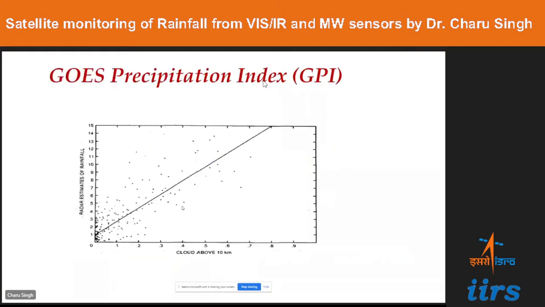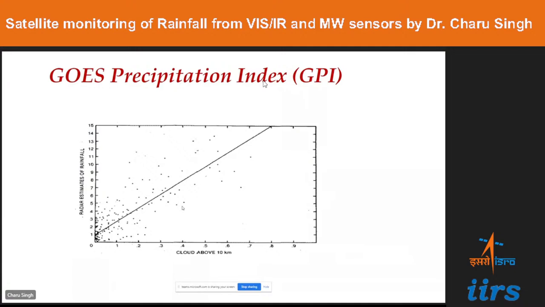So here is the relationship between the cloud above 10 km on the x-axis, and on the y-axis we have the radar estimates of the rainfall. So based on this method, we get some kind of relationship between the cloud above 10 km and the rainfall corresponding to the pixels wherever we are estimating the fractional cloud cover.